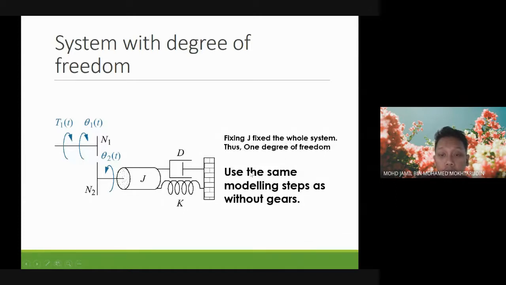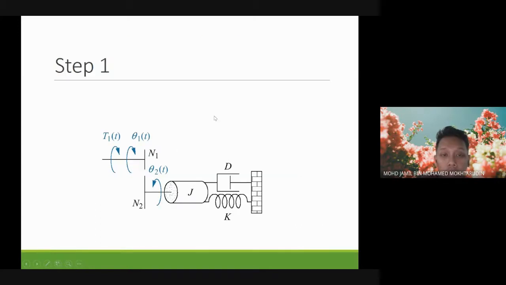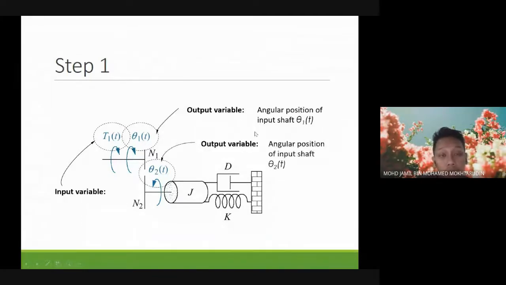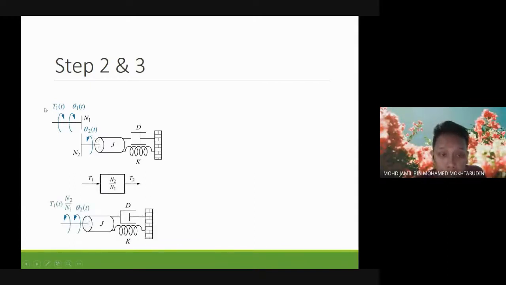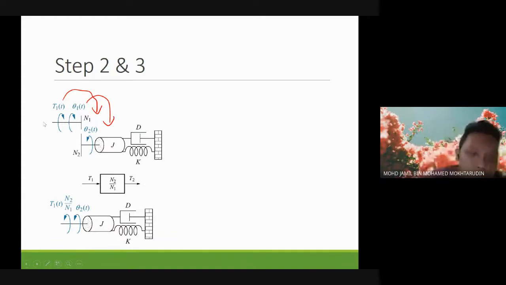So we can use similar modeling steps as without gears. Step 1, we decide on the input. The input will be the torque, and the output can be theta 1 or theta 2, depending on what you want to measure, which we can convert later using the gear ratio formula that I said is very important. Step 2 and 3 are the free body diagram and equation of motion. Firstly, we need to transfer the torque T1 and theta 1, the angular displacement, into the second section, meaning that we move these two onto the second section by using the gear ratio formula. So let's say we define a torque here, let's say torque T2, for example.